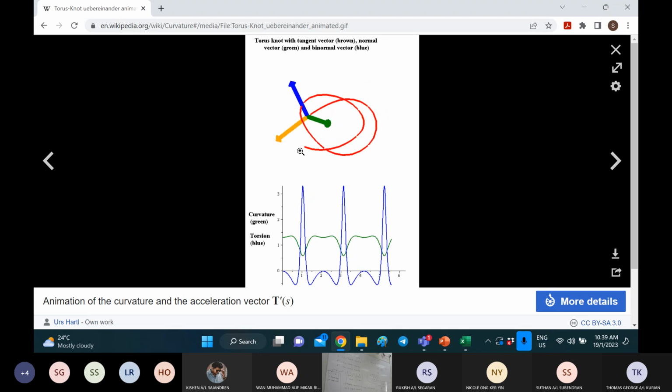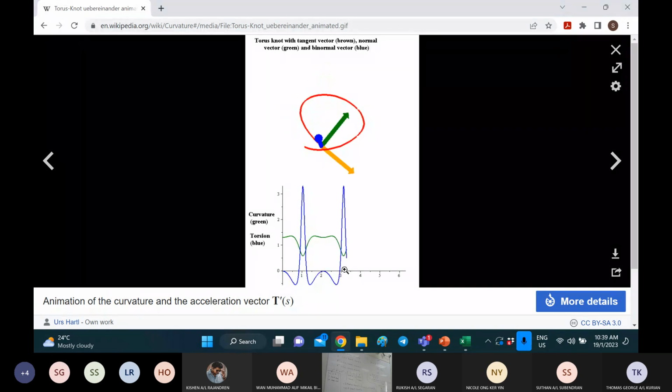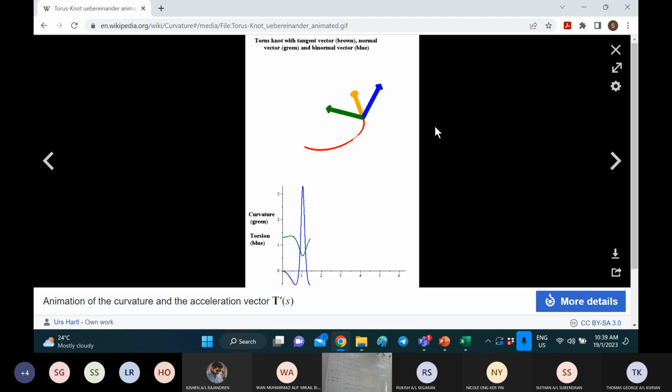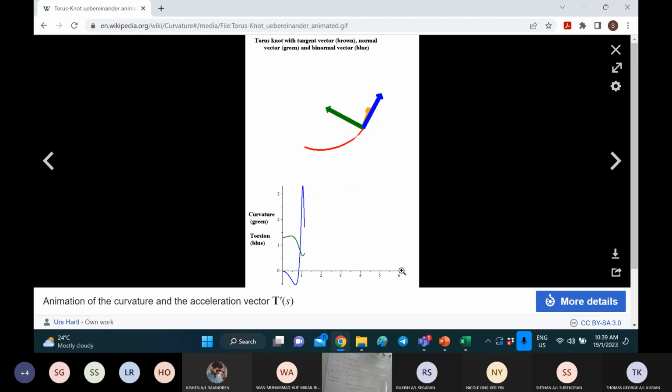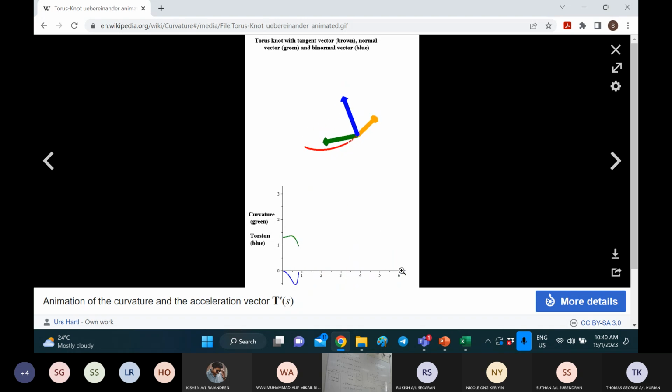I think I used the wrong sentence just now. Torsion refers to the flip of the rotation of the osculating plane. The plane spanned by this yellow and green is the osculating plane. When this plane swings out, the torsion spikes. The torsion suddenly spikes because it rotates to the direction which is opposite to the normal vector.